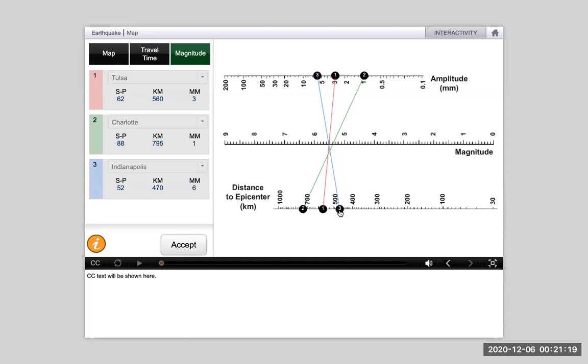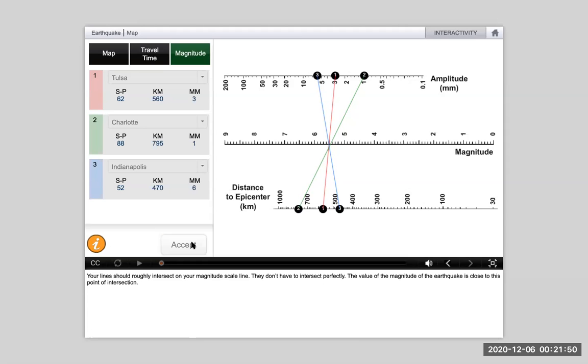Checking my work here. Let's see, that's 800, 900. Yeah, maybe I didn't go quite enough there. Okay, that's looking pretty good there. So now we see all the circles more or less intersect right there. That means the magnitude was 5.5.